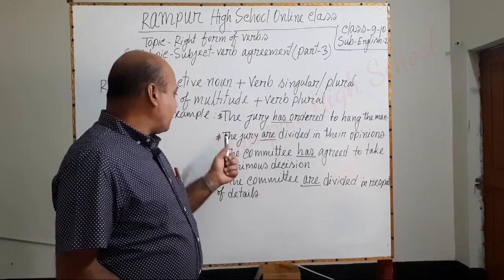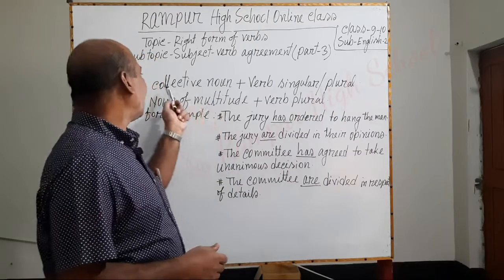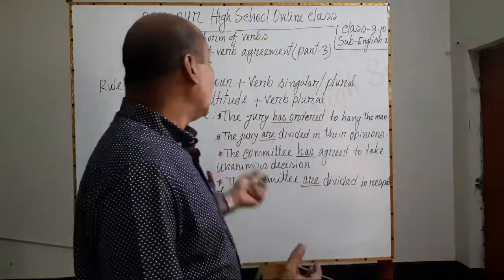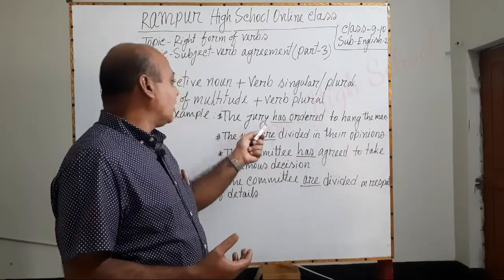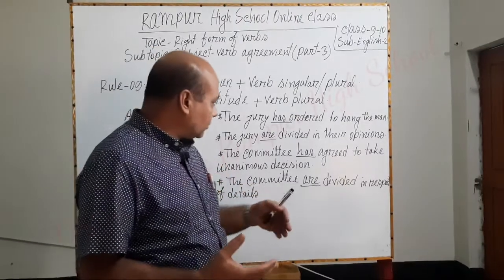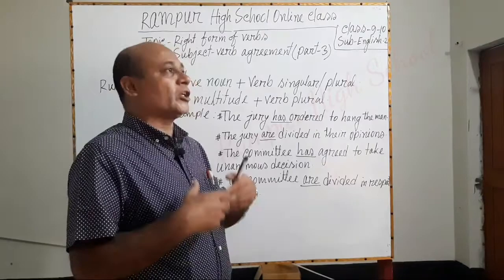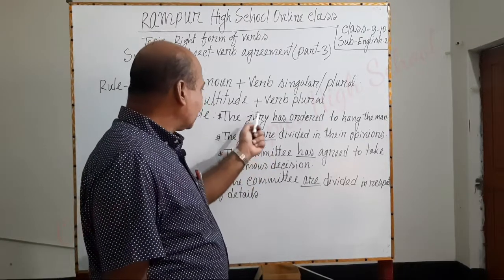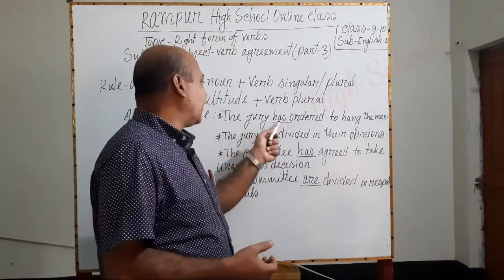Dear learners, remember that here the jury is a noun of multitude, and there the jury is a collective noun. The jury, dear learners, what is jury? Jury is a group of people, and the group of people are thought of as a whole, and here the jury are thought of separately. When the subject is considered separately, the verb will be plural. When the subject is considered as a whole, the verb will be singular.